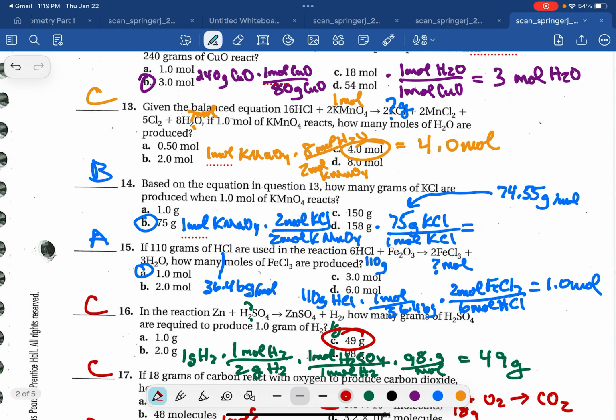If 110 grams of HCl are used in the reaction, 6 HCl, how many moles of FeCl3 are produced? Well, it's 6 moles of HCl for every 2 moles of FeCl3. So we start with our 110 grams divided by 36.46, which is the molar mass, times 2 moles of FeCl3 over 6 moles of HCl. And I do the math and I get 1 mole, A.